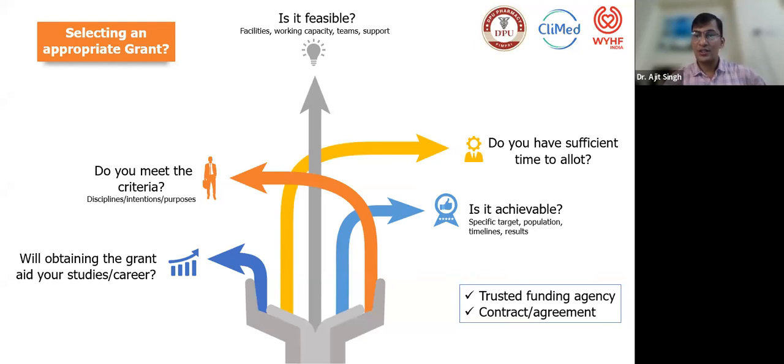I should restrict myself. I should manage my time. If I have sufficient time to allot for the grant or for the research or for something which I am going to try new, plus sufficient time, then only I should go for it. Why should I not go if I don't have the sufficient time to allot? Because if I'm just taking the grant from the grant agency and I am not giving my time, and I am not giving my 100%, it will be just the wastage of resources.